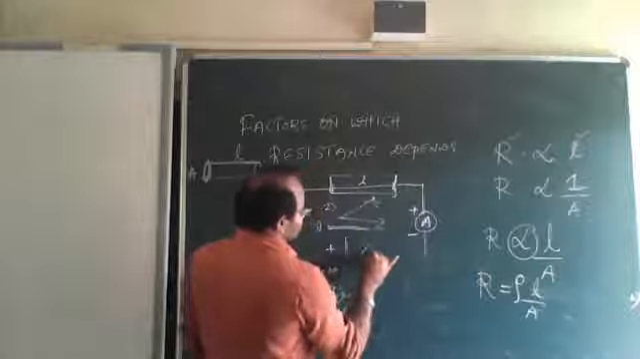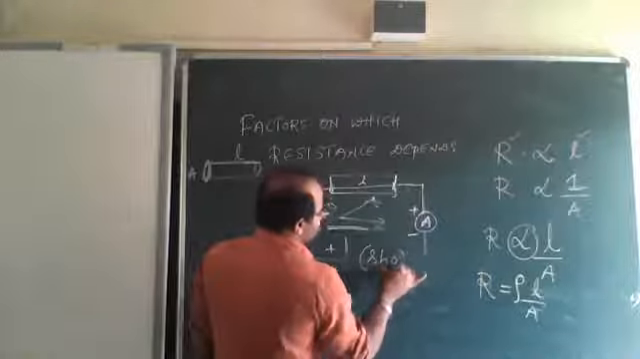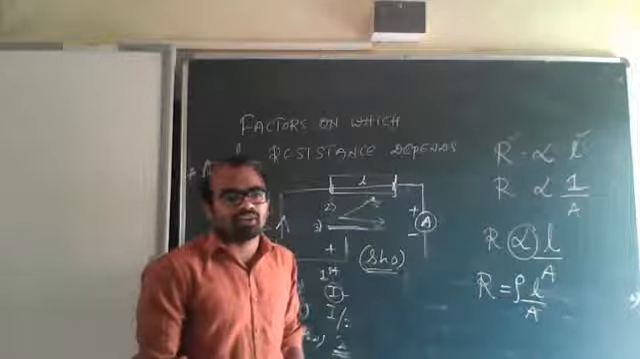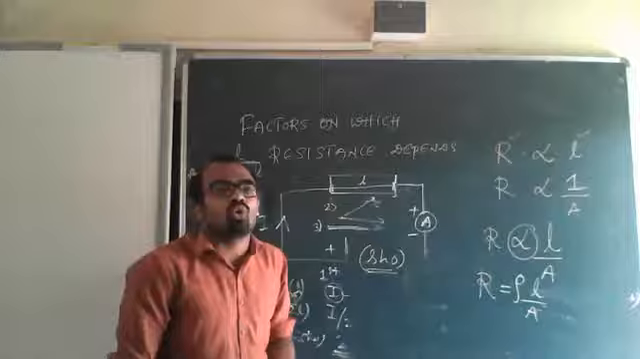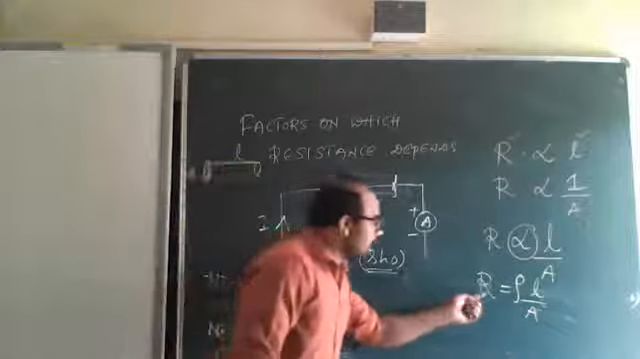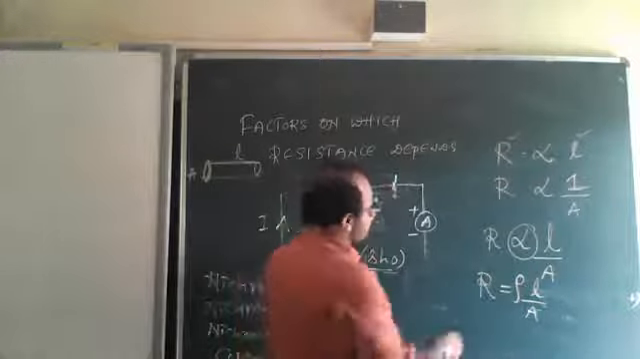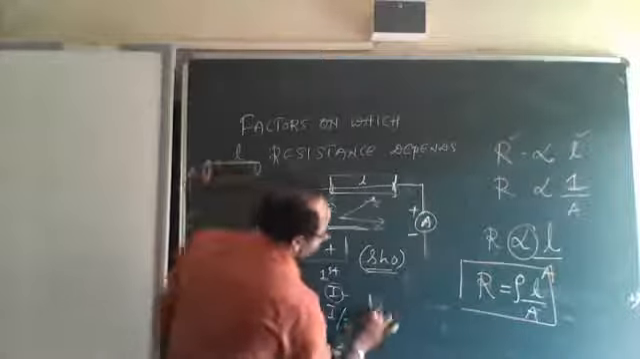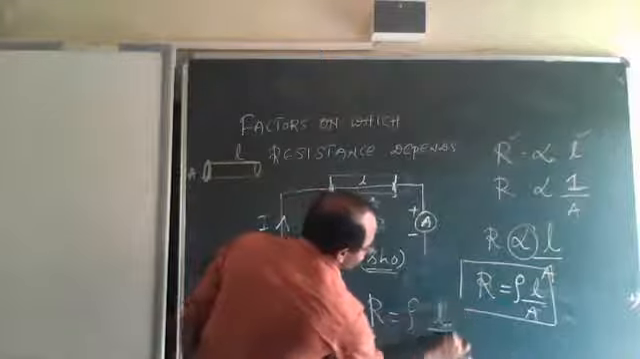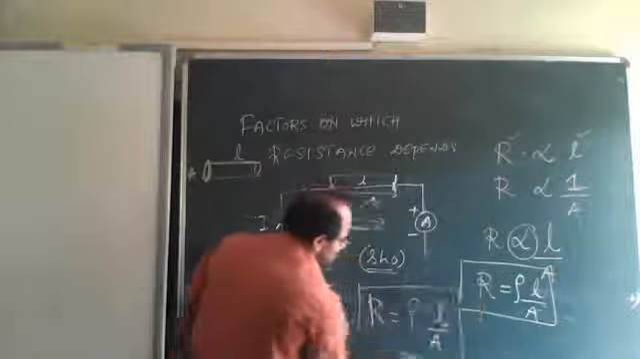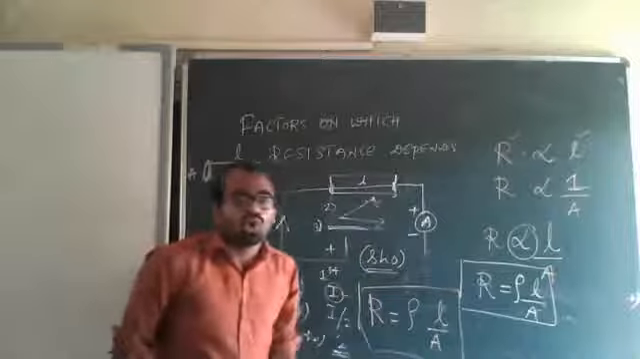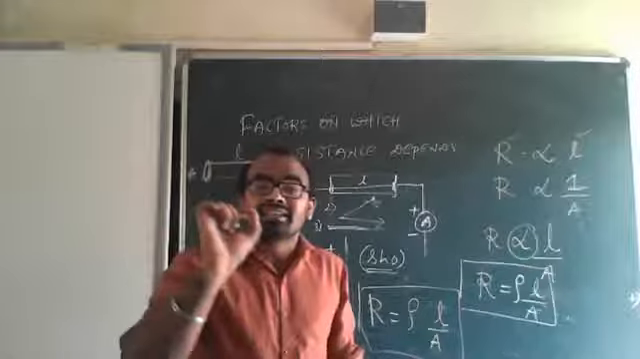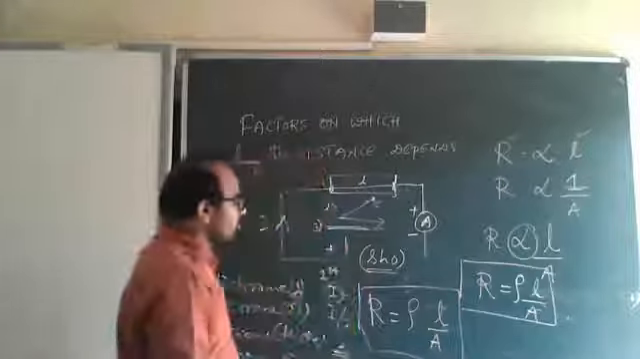How you have to say it: rho. R-H-O, rho. You should not write it; just for pronunciation purposes I am telling you. You have to say it as rho. R equal to rho into L by A. This is a very important formula. So what is rho? Rho is called specific resistance or resistivity. Don't get confused.